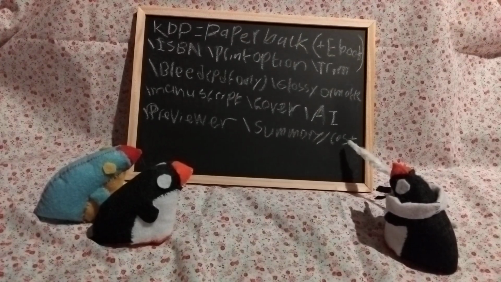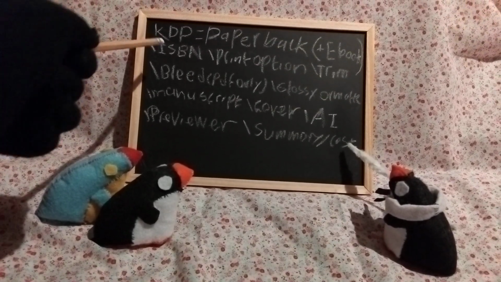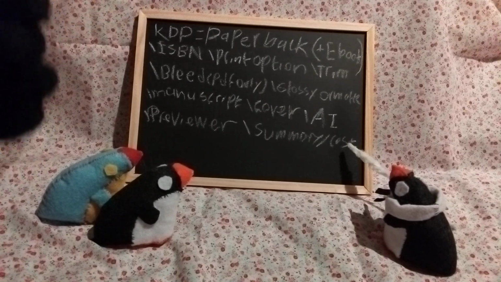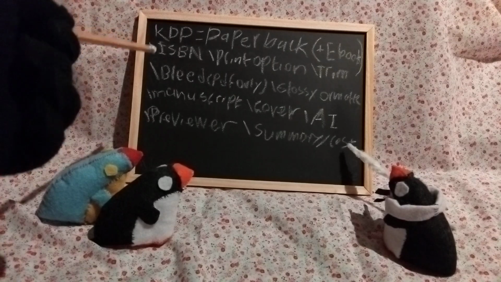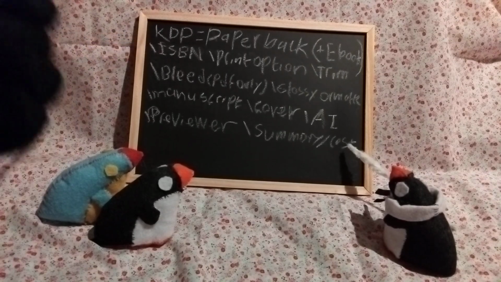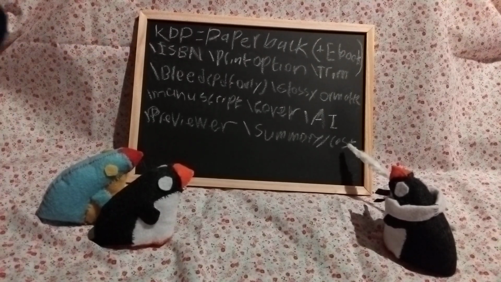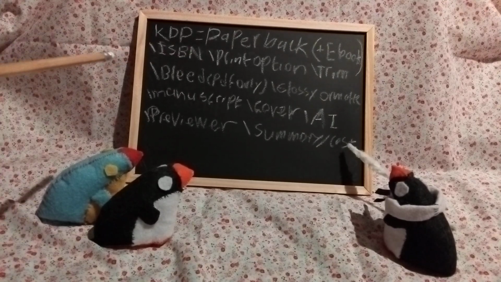Once that's all taken care of, you will then be asked to provide an ISBN, that's an International Standard Book Number. Now, KDP can provide you with one of these for free, just for print publishing with them, or you are able to buy your own by going through an agency. That is completely up to you.